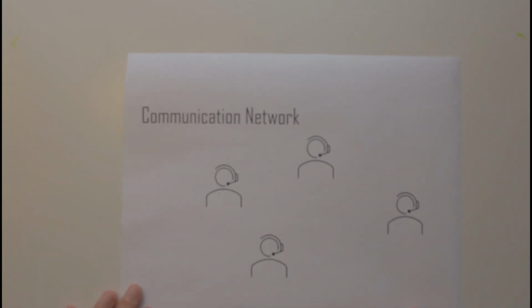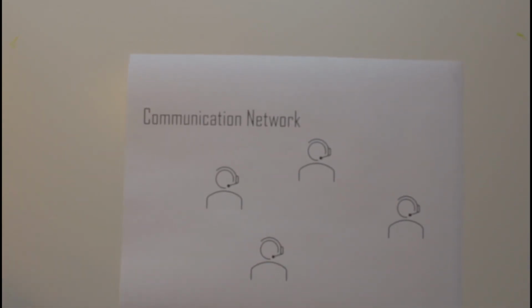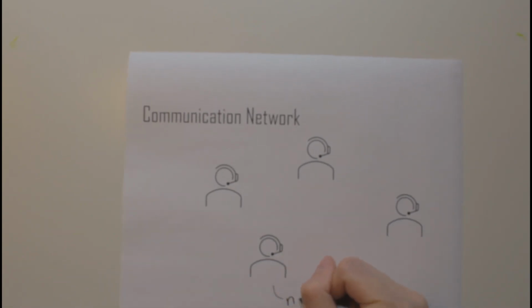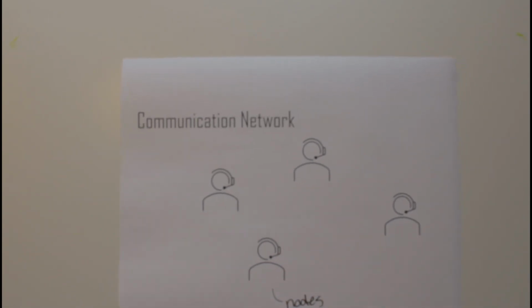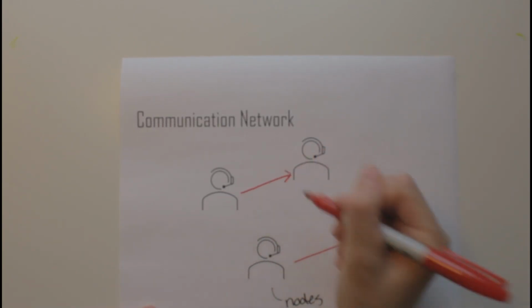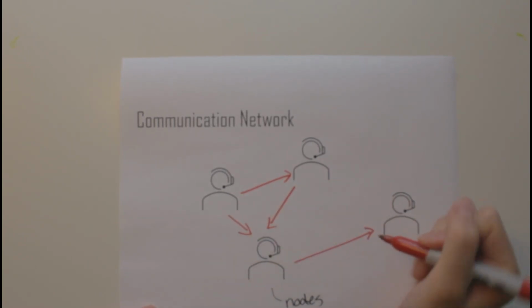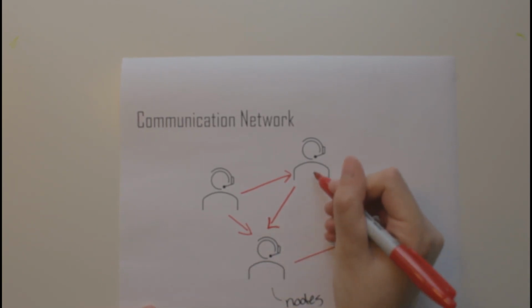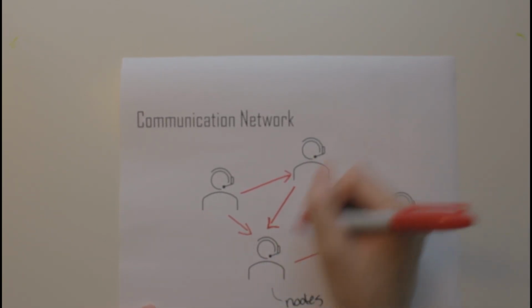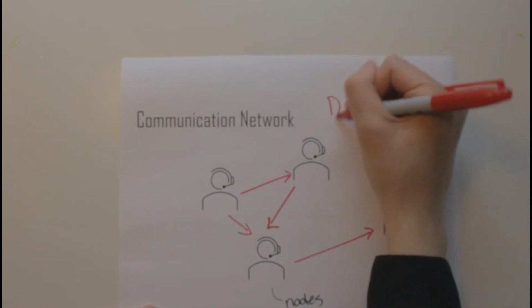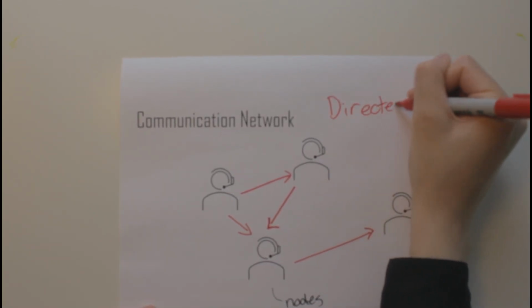Let's talk about one. A communication network. Again, here, our nodes are represented by people, and links between them are when one person calls another person. So let's say this person calls this person, or this person calls this person, or that person were to call this person. Now, again, there's a direction here because one person is calling the other. This is not a mutual interaction, and so this is called a directed network.